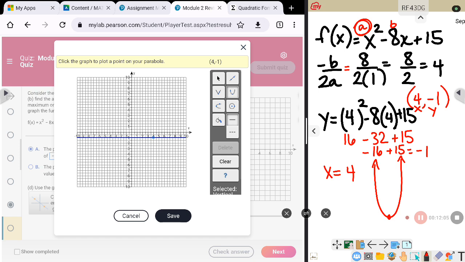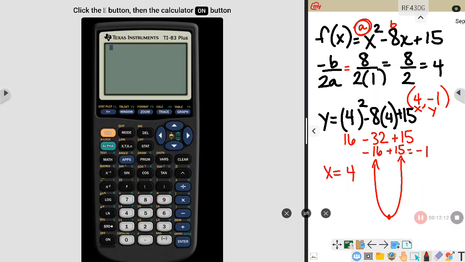Now you're going to plot any other point. Let me bring up my calculator. So I'm going to put my function in the y equals, so that way I can use the table function to find another point besides the vertex. So I'm just going to go to my y equals x squared minus 8x plus 15, and there's my graph. So you'll notice that that vertex is at 4, negative 1. That's the point that we've already put in.